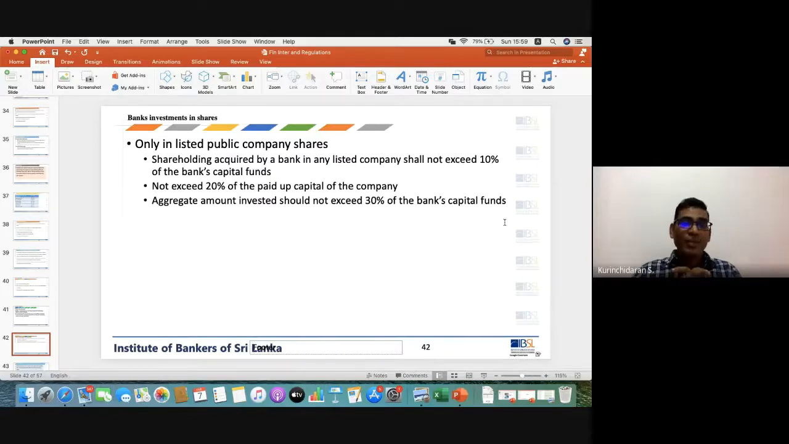Okay. So these regulations are there to look after the bank financials. Otherwise, as I said, you can think of a complex situation. Now, if the shareholders can control banks, what will happen? Shareholders will direct the bank to lend to any other companies. So anybody can play around if we don't have this kind of regulations. Clear? Okay.